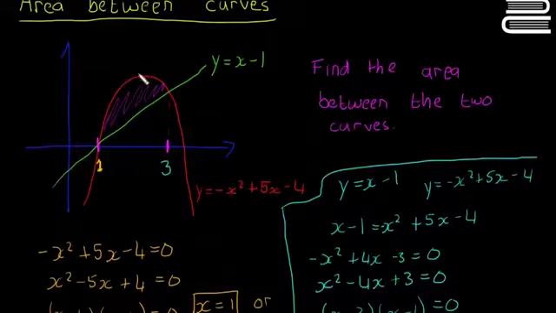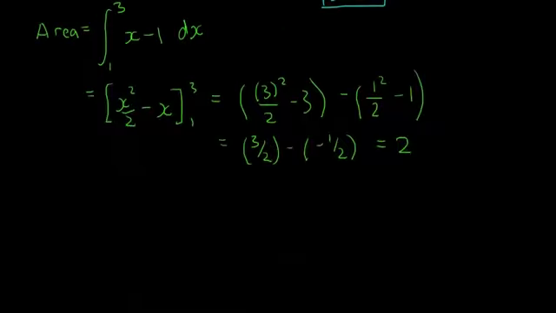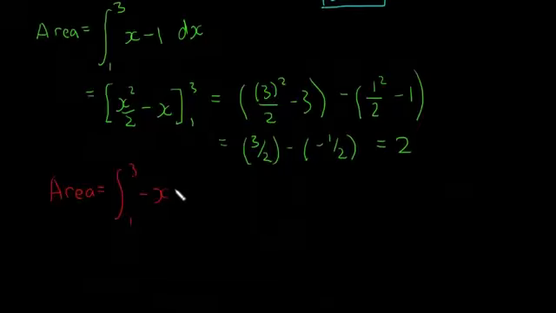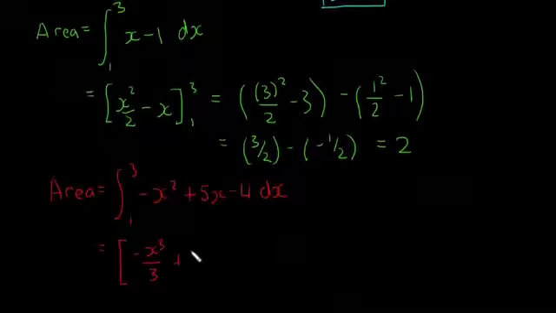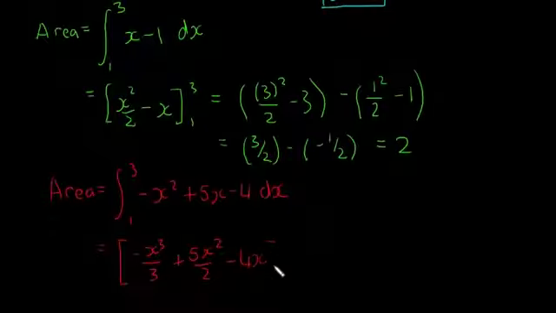So now we're going to get the area under the red curve between 1 and 3. So I'll go ahead and do that in red. I'm going to say now that area is equal to the integral between 1 and 3 of minus x squared plus 5x minus 4 dx. Okay, I'm going to go ahead and integrate that. So that's going to be square brackets minus x cubed over 3 plus 5x squared over 2 minus 4x, evaluated from 1 to 3.